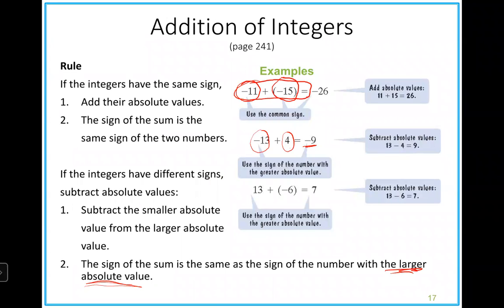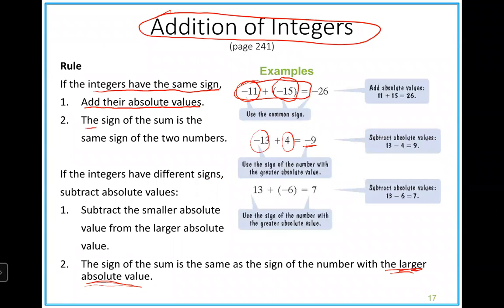Okay. So when it comes to addition, this is the topic we're on right now. If the integers have the same sign, add their absolute values, and the sign of the sum is the same sign as the two numbers. Now, you are telling me the rule for something else. Anybody want to tell me what rule that is? She mentioned when you have two signs the same, the answer will be positive.